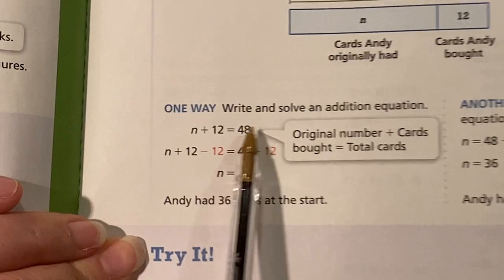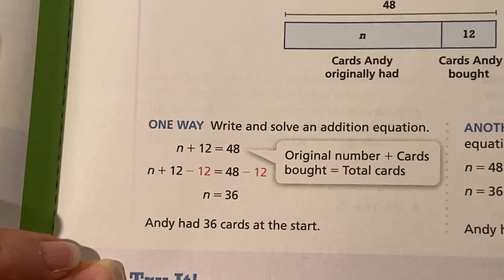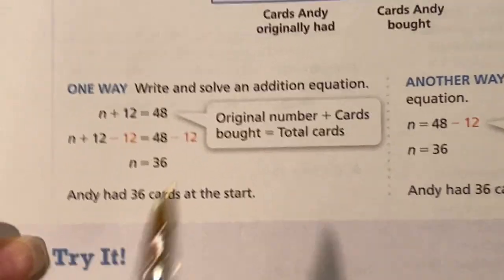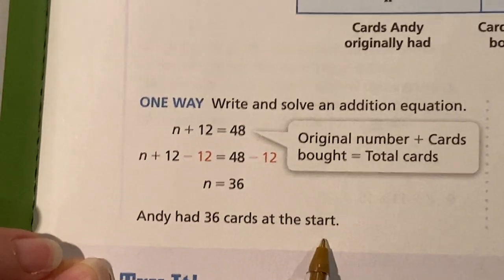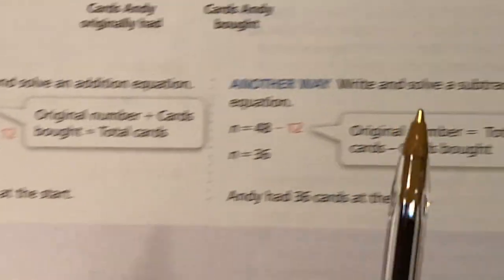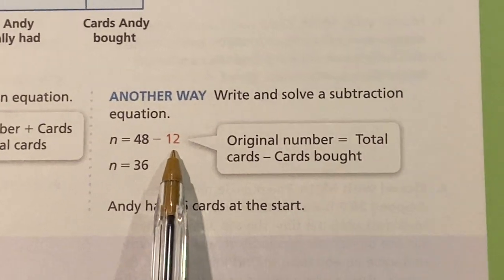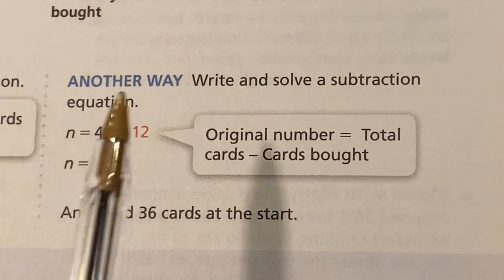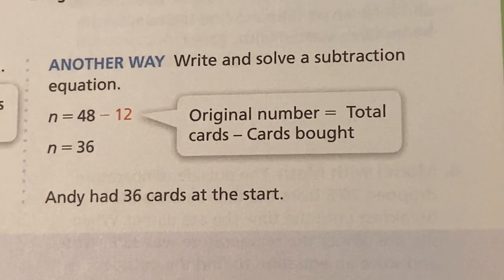So one way is to write and solve an addition equation. n plus 12 equals 48. Because it's plus 12, we'll subtract 12 from both sides. And we find that n equals 36. Andy had 36 cards at the start. You could also do this with a subtraction equation. You could say n equals 48 minus 12, because he ended up with 48. If he hadn't bought those 12, he would have 36. So either of those methods will work.